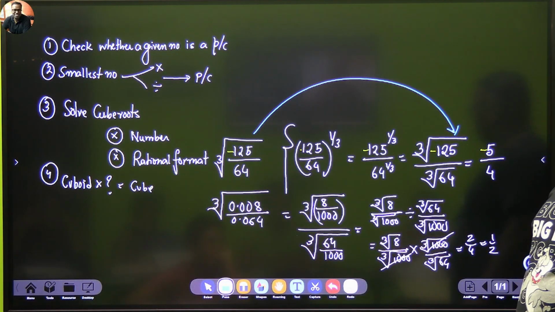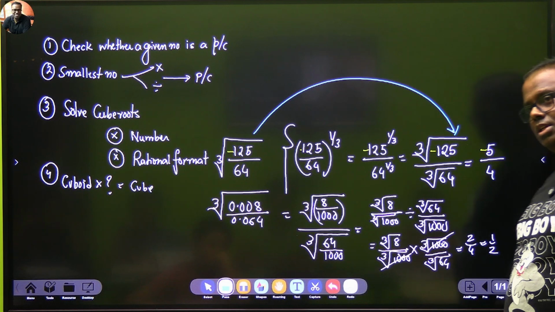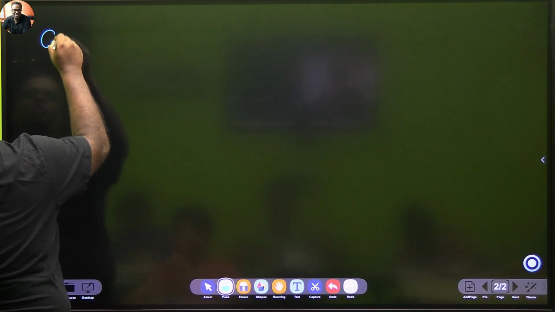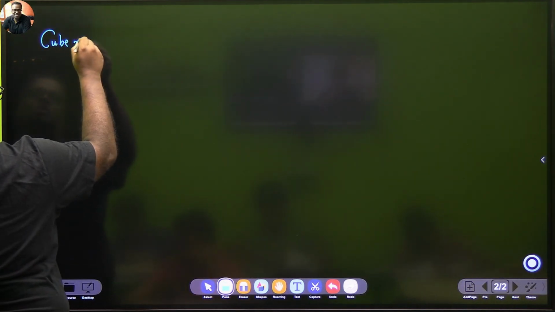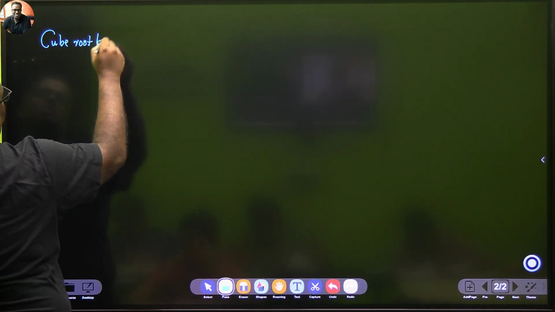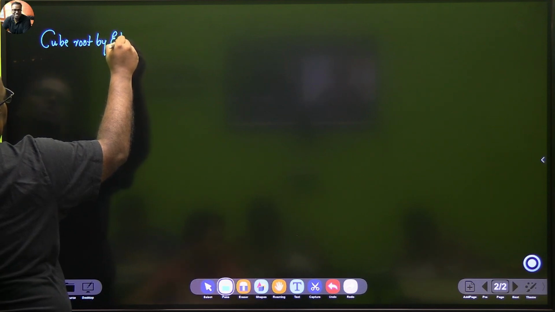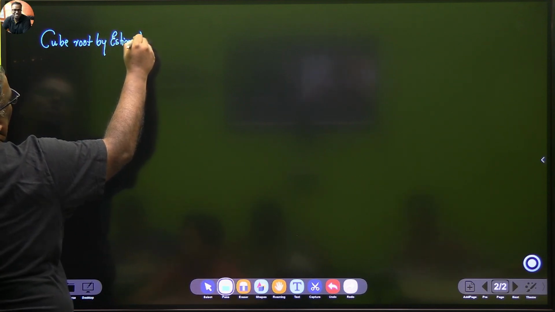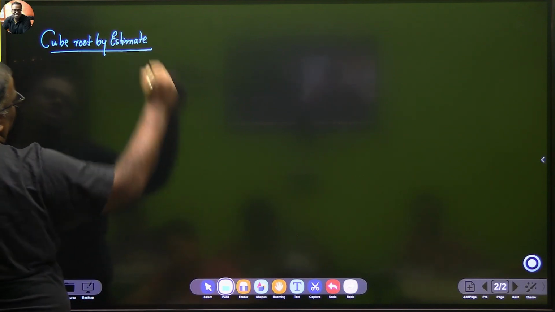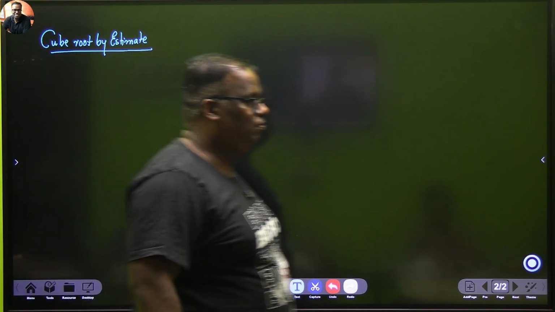So we have one more trick, that is guessing the cube root of a number. Shall we start? In order to do those problems, this is called cube root by estimation. Cube root by estimation means you will just estimate. You are not allowed to perform prime factorization, and you are not allowed to perform factorization.